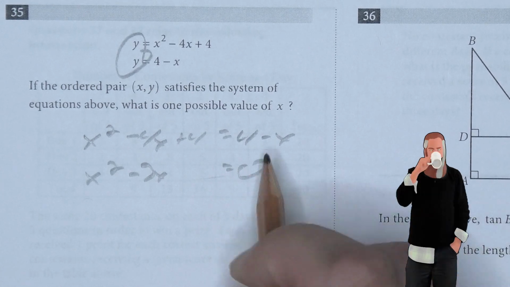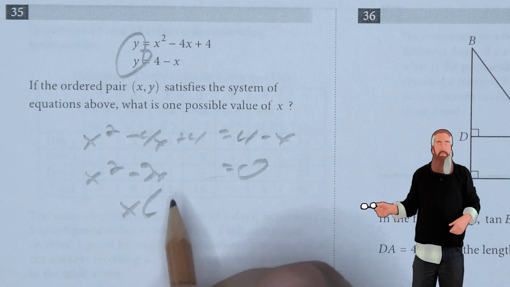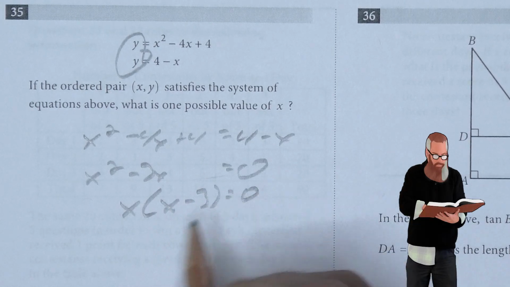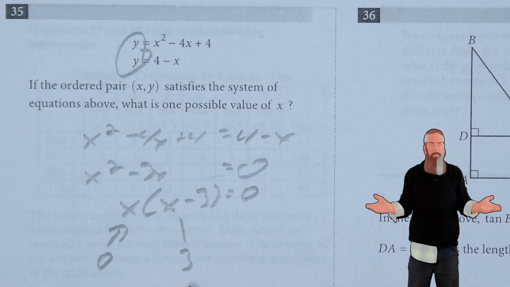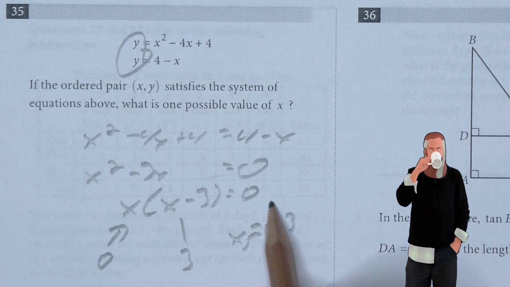is equal to 0. I'm thinking about the zero product rule. Let's factor out x's, so I have x times (x minus 3) is equal to 0. This means that either 0 is an answer or 3 is an answer. So I can say that x is equal to 0 or 3.